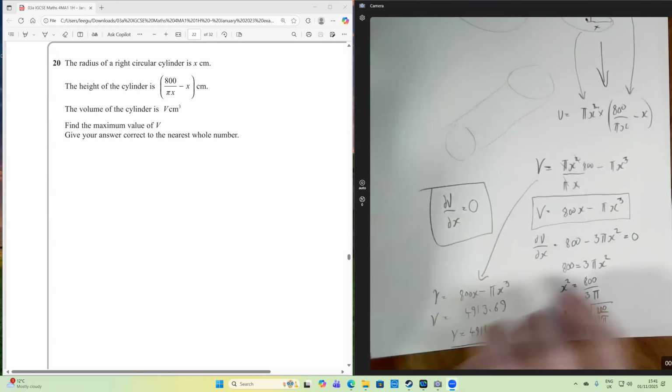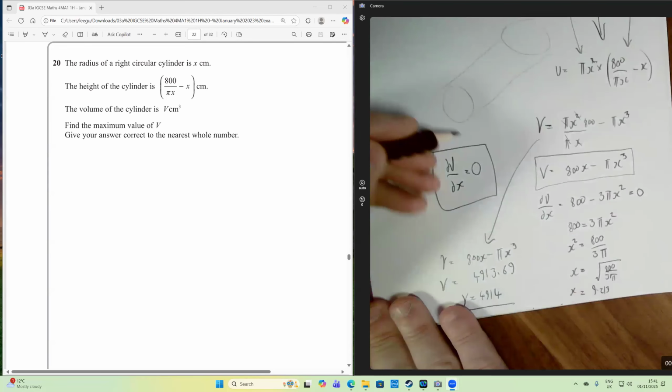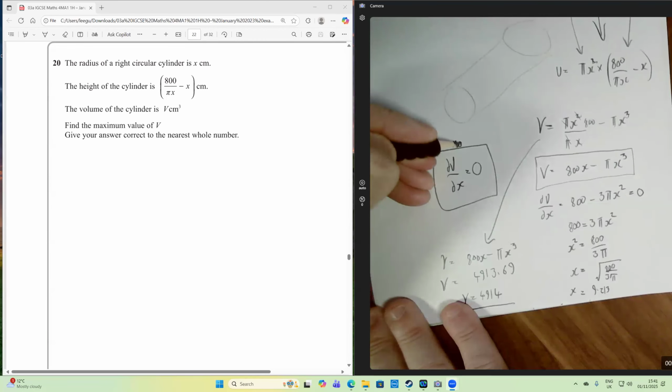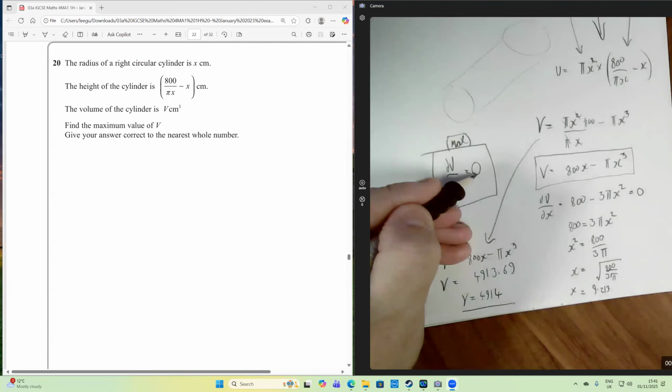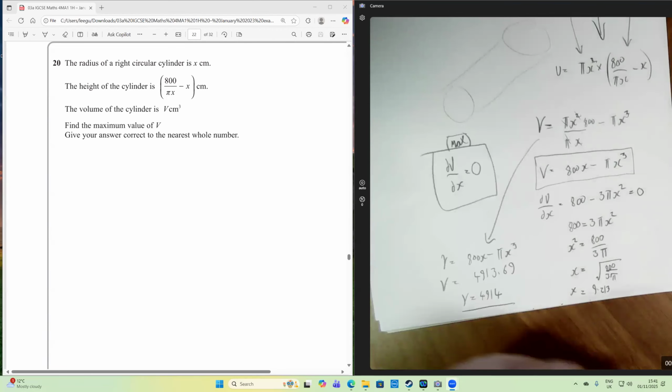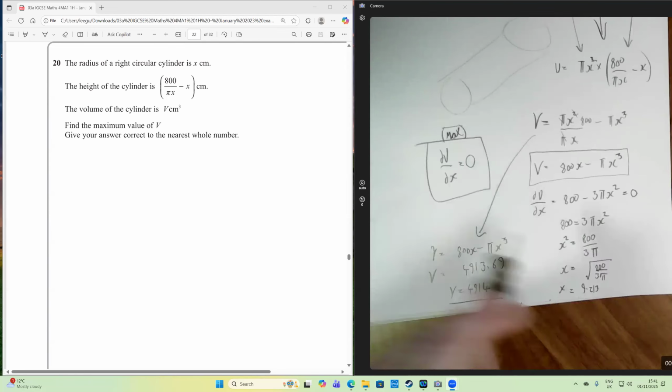Now we've got to find the maximum volume. They're expecting us to remember that the maximum is given when we differentiate our expression and set it equal to 0 for a turning point. So we need to differentiate this expression that we've just got and set it equal to 0.